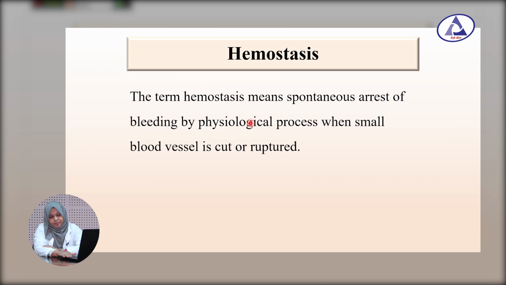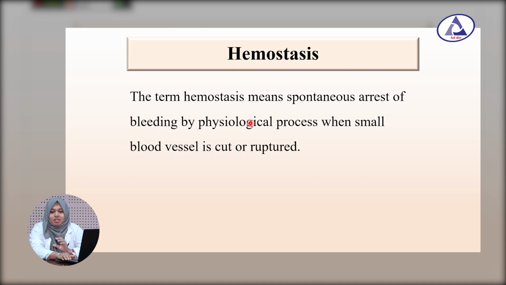and last but not the least, the platelets. Now we are moving forward to our next step, which is known as hemostasis. Hemostasis is one of the very crucial functions of platelets, and it is composed of 4 sequential steps. And what is hemostasis? Hemostasis is the term which means the spontaneous arrest of bleeding whenever the small blood vessels are ruptured, and this is a physiological process.